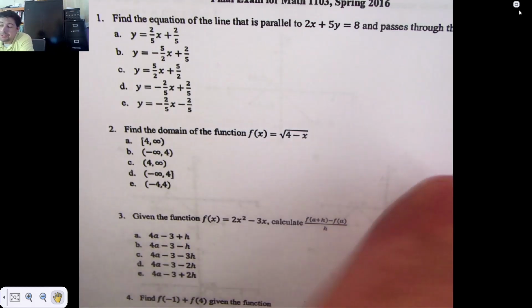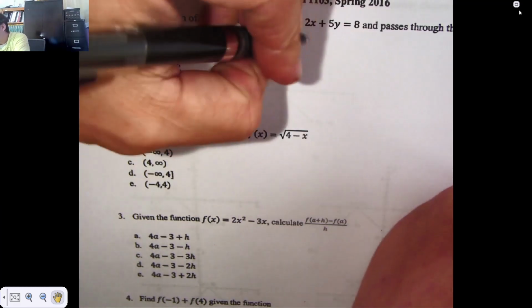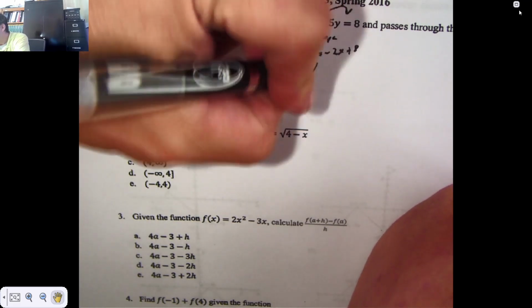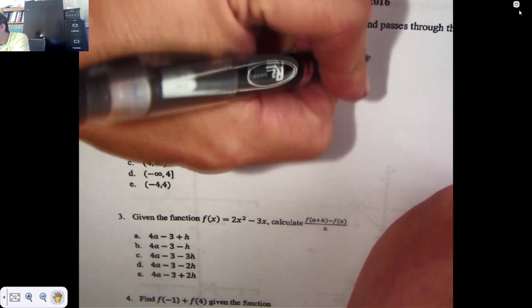So this one starts off with a nice confidence boosting question. Find the equation of a line parallel to the given line that passes through the point (-1, 0). I think what I would do is I would just steal this line's slope. So you know how to do that. 5y is negative 2x plus 8. Y is negative 2/5 x plus 8/5, whatever.